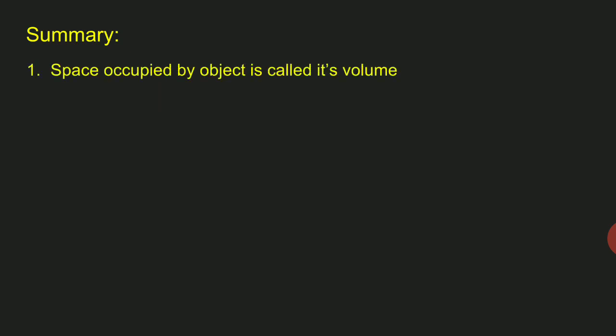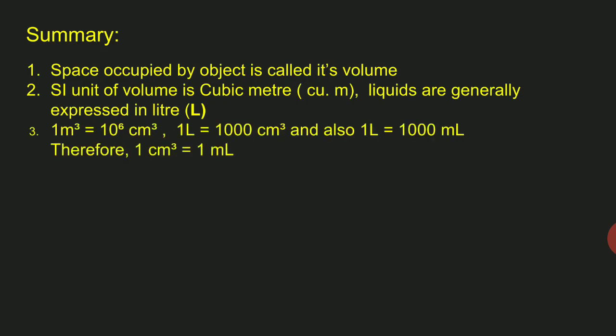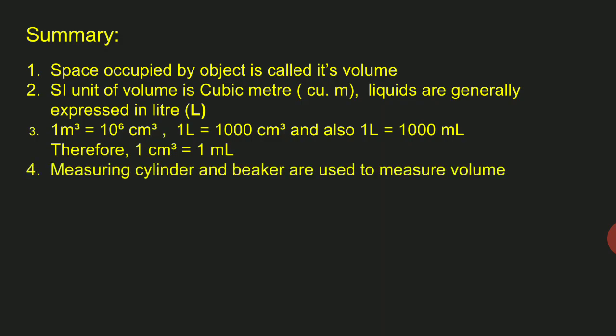Let us summarize what we have done for the day. Space occupied by an object is called its volume. The SI unit of volume is cubic meter. Liquids are generally expressed in liter. 1 meter cube is 10 raised to 6 centimeter cube. 1 liter is 1000 centimeter cube. Also we know 1 liter is 1000 milliliter, and so therefore 1 centimeter cube is equal to 1 milliliter.